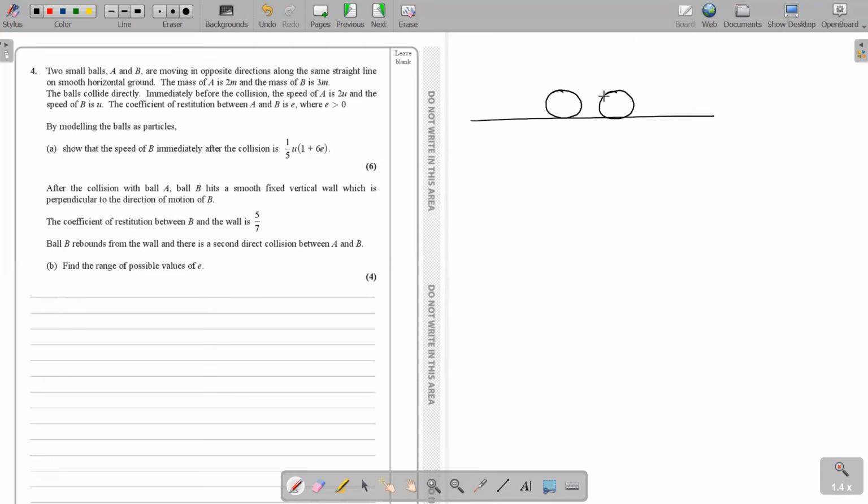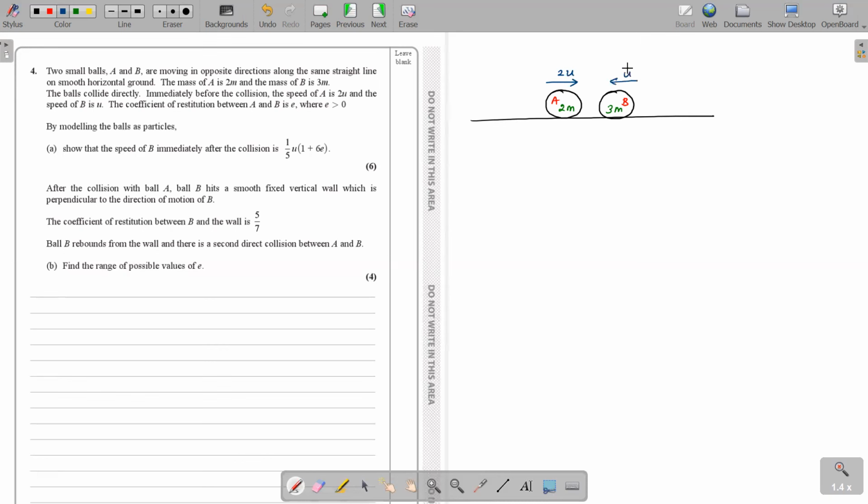So you have two particles, A and B. The mass of A is 2m and the mass of B is 3m. Immediately before the collision, they are moving in opposite directions along the same straight line. Immediately before the collision, the speed of A is 2u. So I'll mark the before speeds on top, and the speed of B is u.